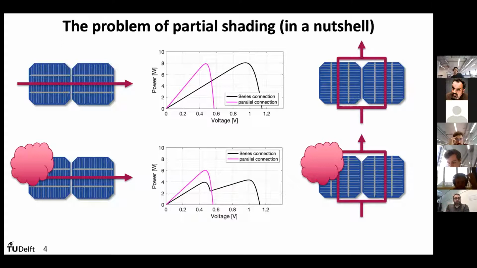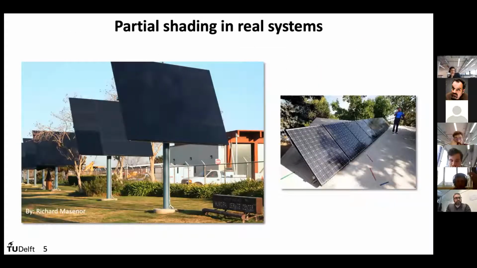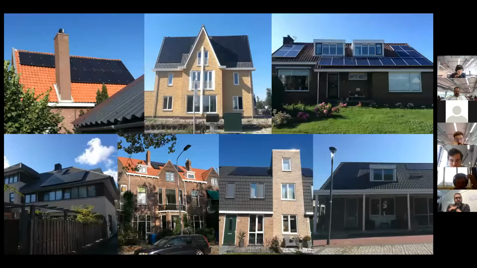Given this introduction about partial shading, let's see how partial shading happens in a real system and how we can deal with it. In a real system, you have already seen this slide. This was shown by Esan, and you can see that even row to row, the modules can be shaded, or there are trees that can shade the module during part of the day, but partial shading is really ubiquitous.